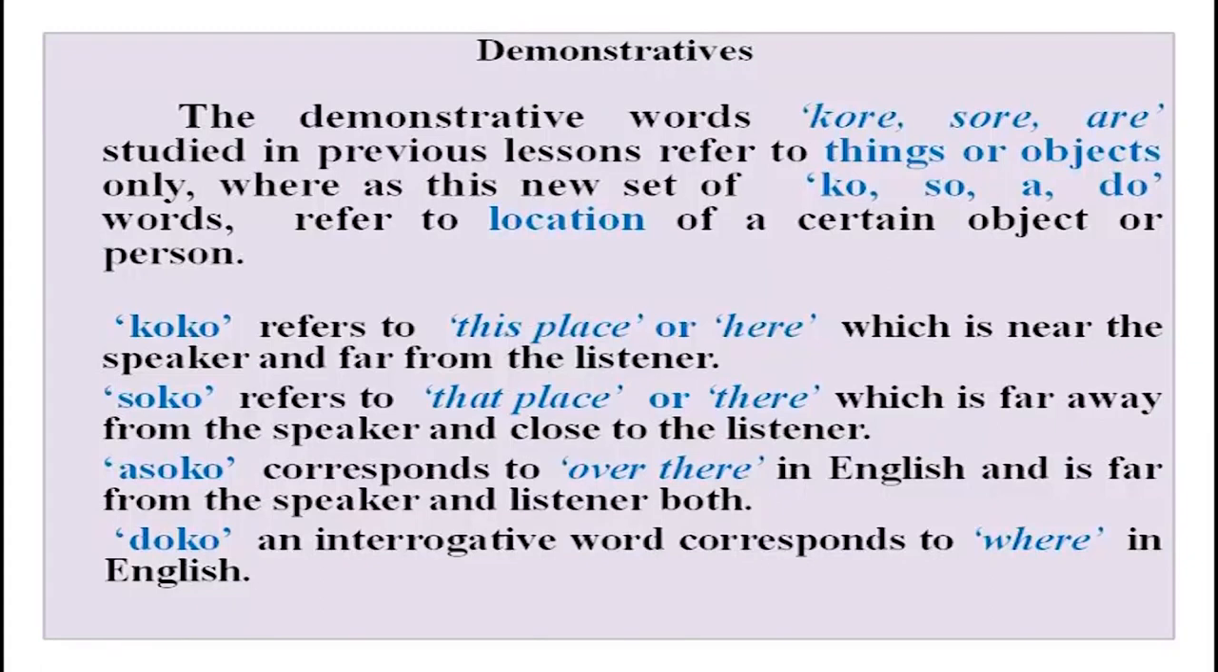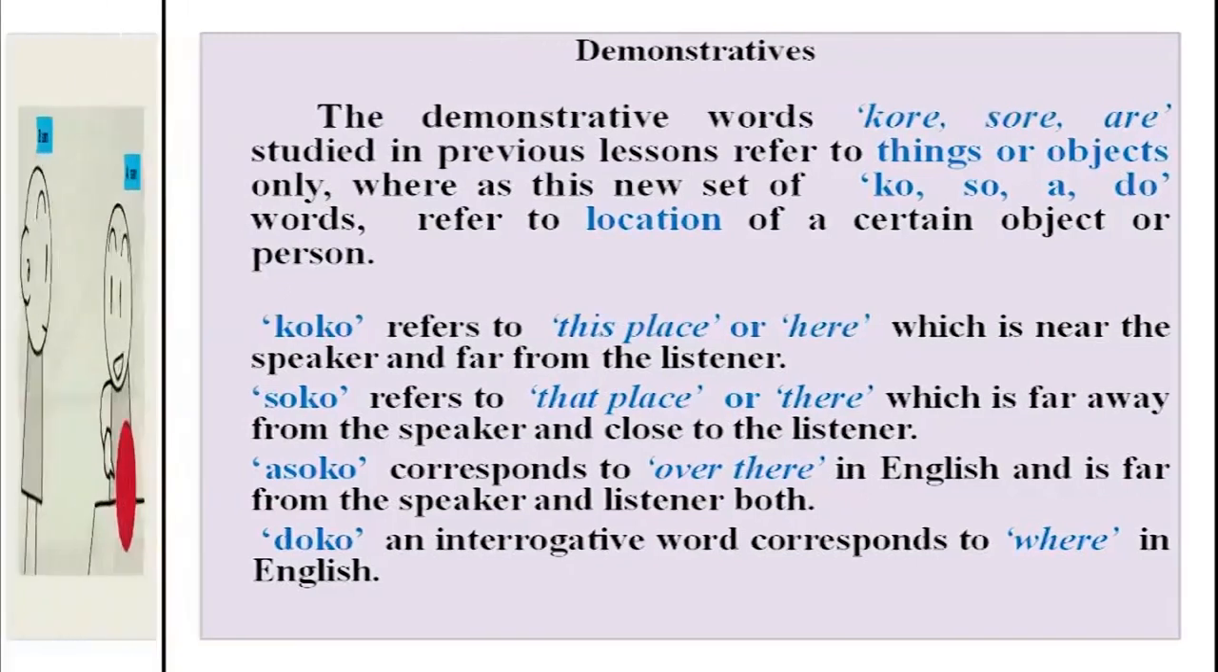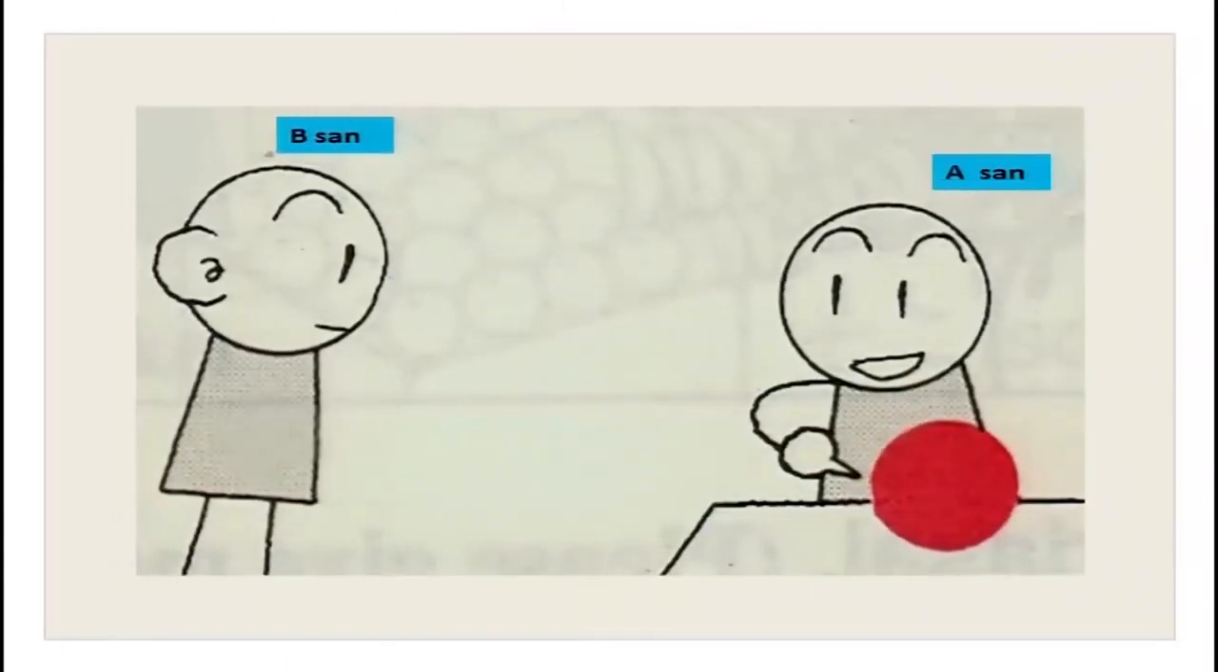So, we have koko, which is over here, soko, which is far away from the speaker or close to the listener, and asoko is some place which is far away from the speaker as well as from the listener, both. As you can see on your screens over here, everything is given clearly. Now, you have A-san and B-san over here and an object right here. So, what are they doing? Let us see. A is pointing at this object here, which looks like a ball, and he says koko, because it is close to A-san.